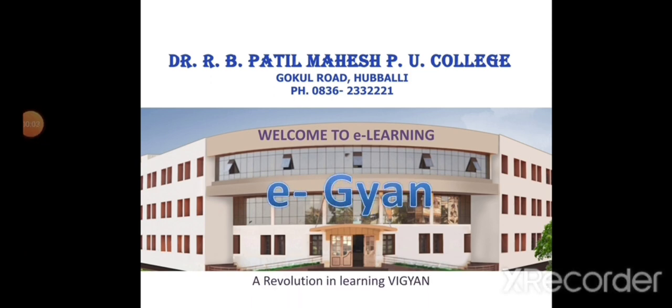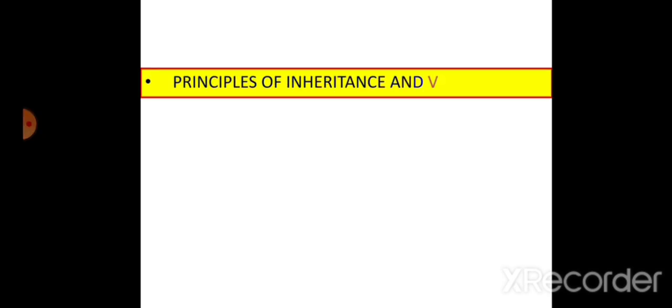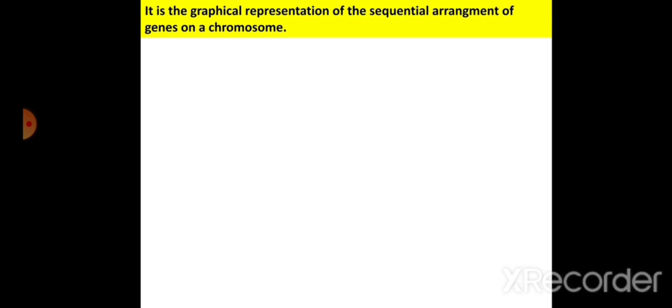Welcome back to the topic Principles of Inheritance and Variation. In the last video, we discussed linkage by taking two examples, whereas in this video, let's try to understand about linkage map. What is a linkage map? Linkage map is equal to that of a road map.